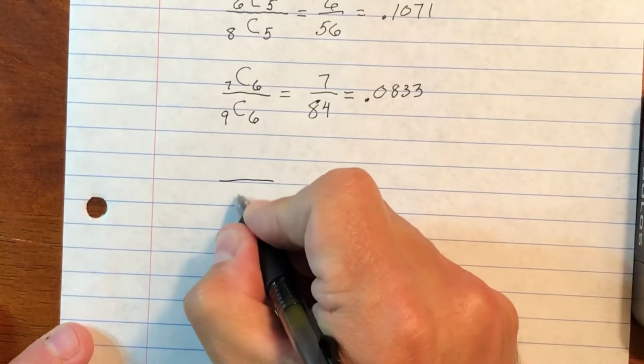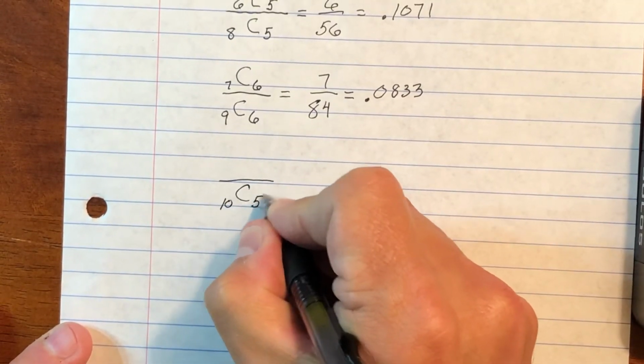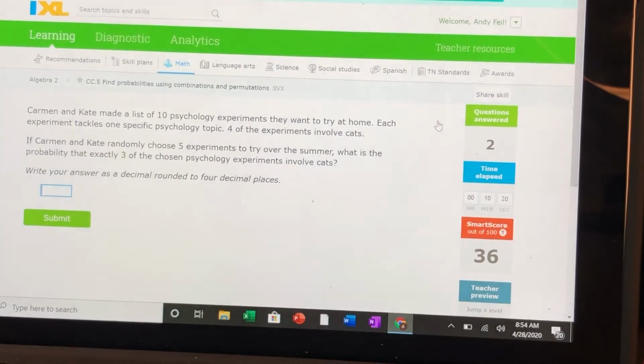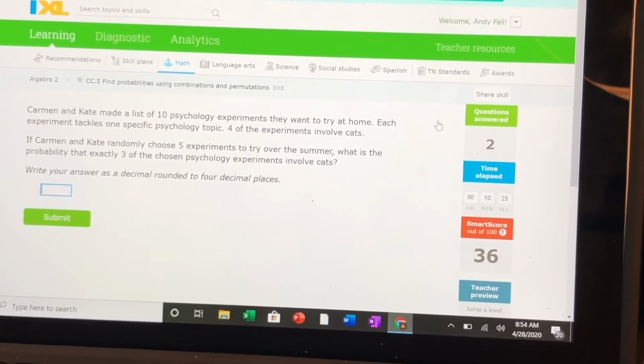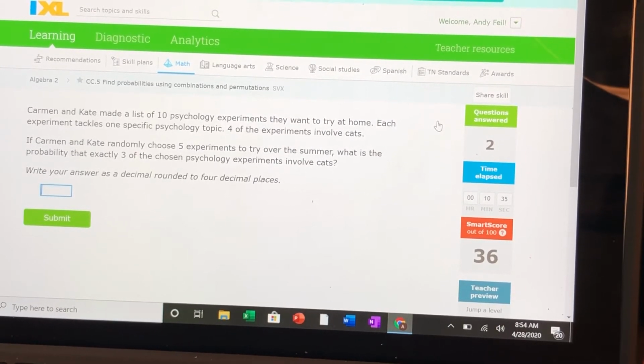All right, so we've got 10 choose 5. That goes in the denominator. The numerator this time looks a little more complicated than the problems that we just got done doing. All right, let's see what we have here. If Carmen and Kate randomly choose 5 experiments to try over the summer, what is the probability that exactly 3 of the psychology experiments involve cats?